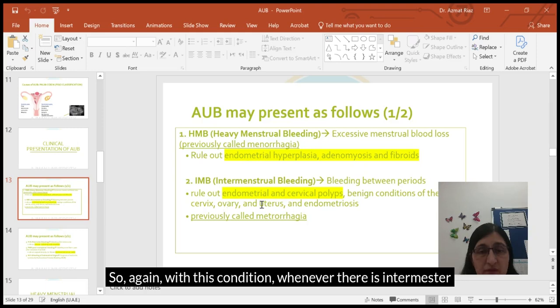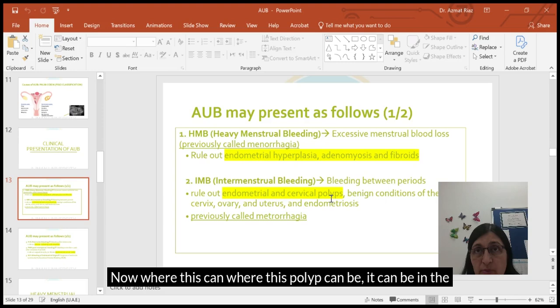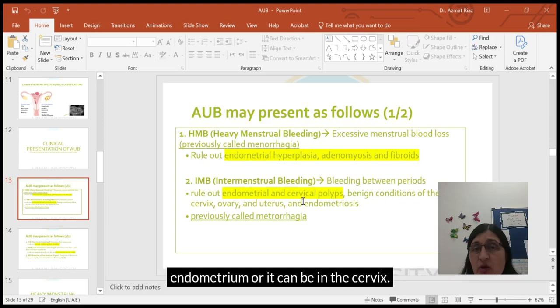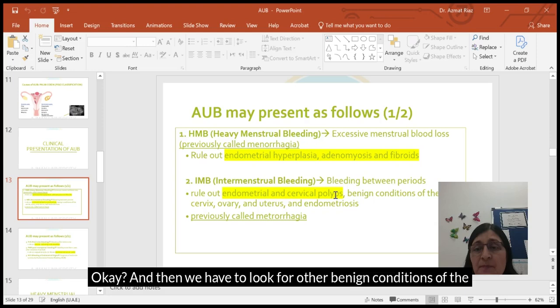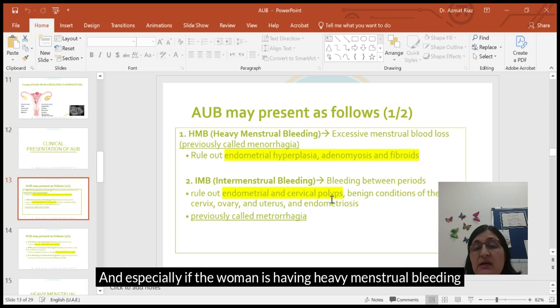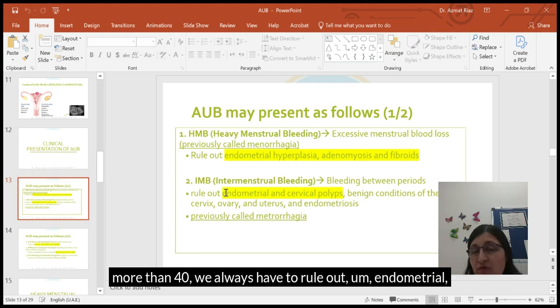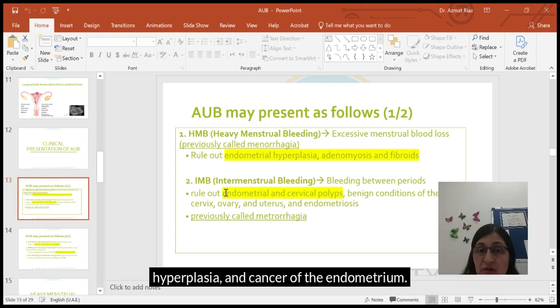Again, with this condition, whenever there is intermenstrual bleeding, we always have to rule out a few conditions, especially a polyp. Now this polyp can be in the endometrium or in the cervix. Then we have to look for other benign conditions of the cervix, ovary, uterus, and endometriosis, but we always rule out polyps. Especially if the woman is having heavy menstrual bleeding with intermenstrual bleeding, and depending on her age, especially more than 40, we always have to rule out endometrial hyperplasia and cancer of the endometrium.